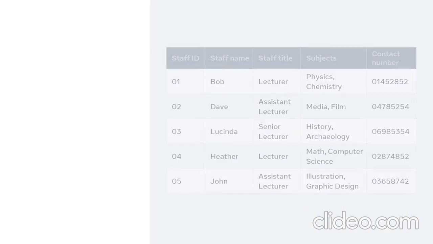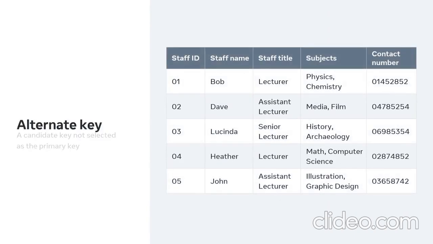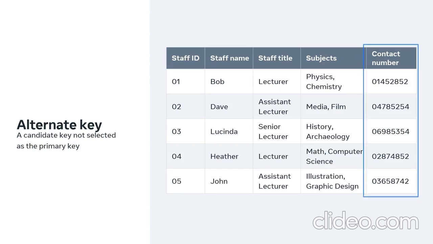A relational database must also contain a primary key, which you should already be familiar with. In the staff table, the staff ID is the primary key. An alternate key, also known as the secondary key, is a candidate key that was not selected to be the primary key. Just like a primary key, it's a column that contains a unique value in each field. For the staff table, the contact number is the secondary key on each row.